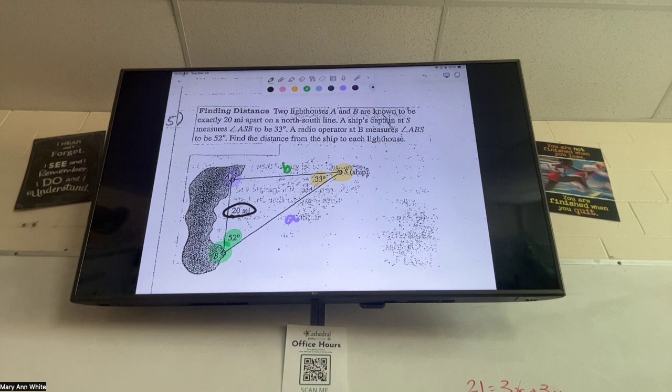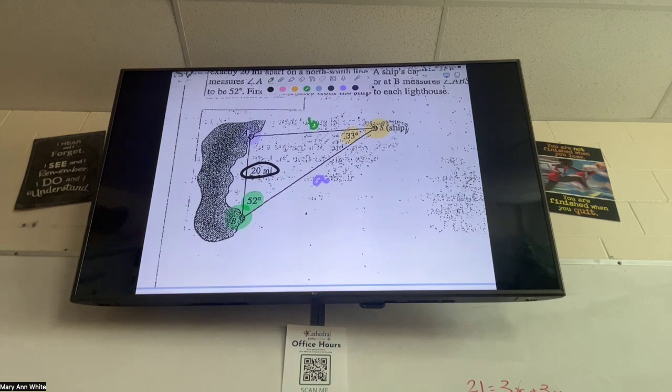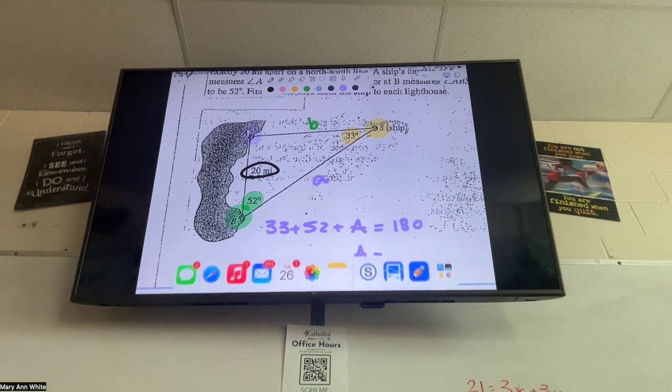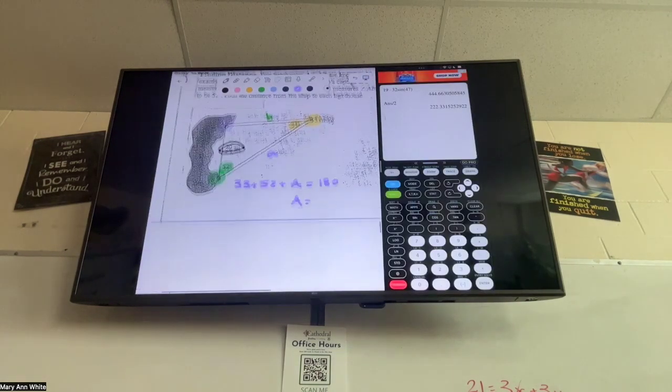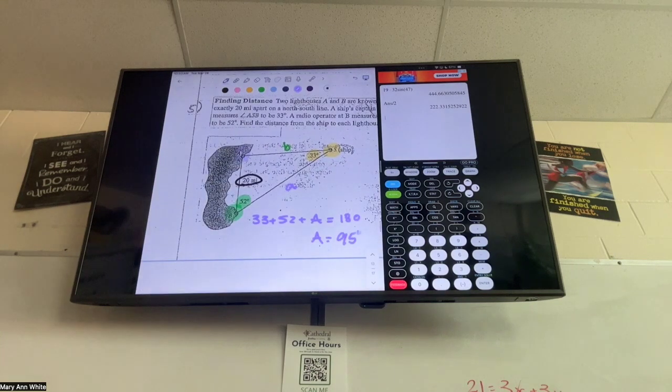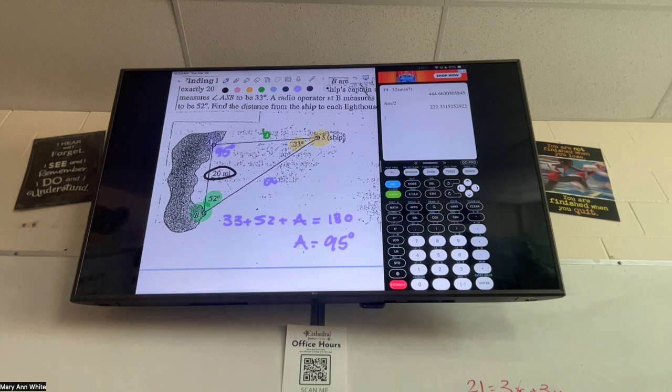And I actually think we can do that first. What would I do to find the third angle here? 33 plus 52. Good, so 33 plus 52 plus angle S equals 180. And so we take those and we subtract them from 180. I'm gonna get my calculator out. What was that? 95. Awesome. So angle S is 95. And so we're gonna need that in order to solve my two opposite sides, a and b.